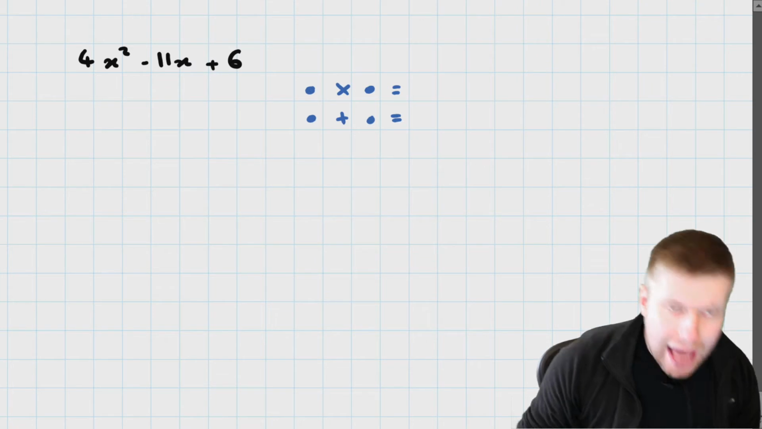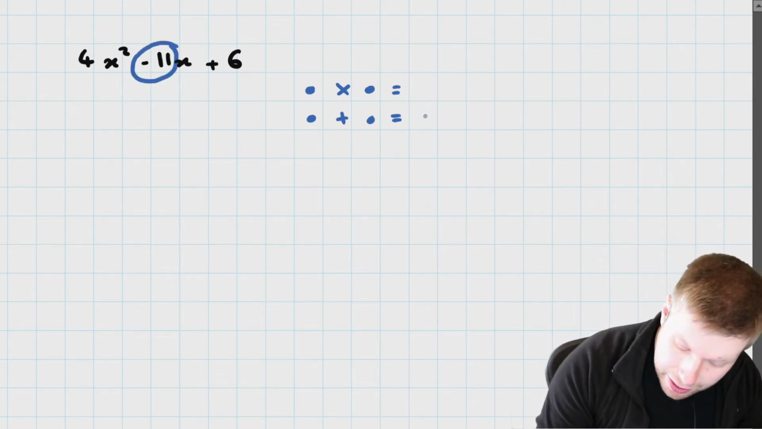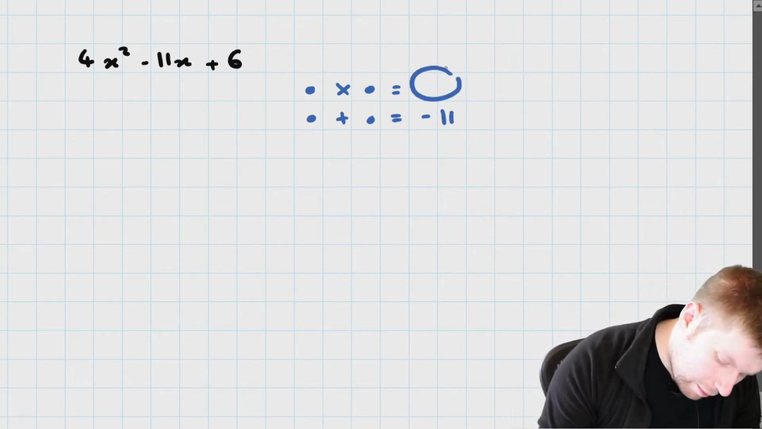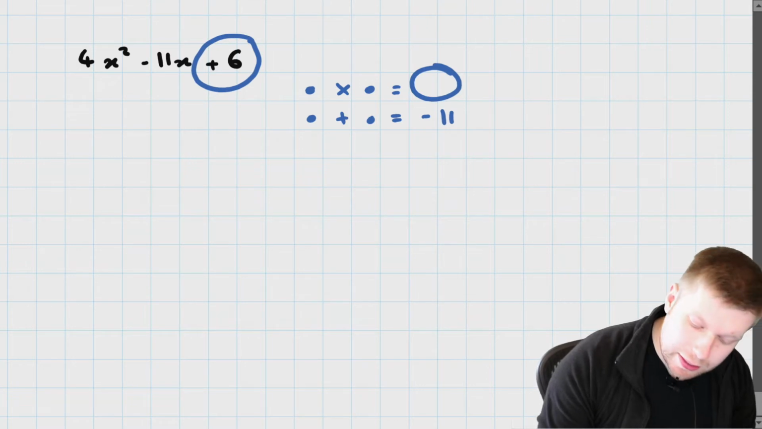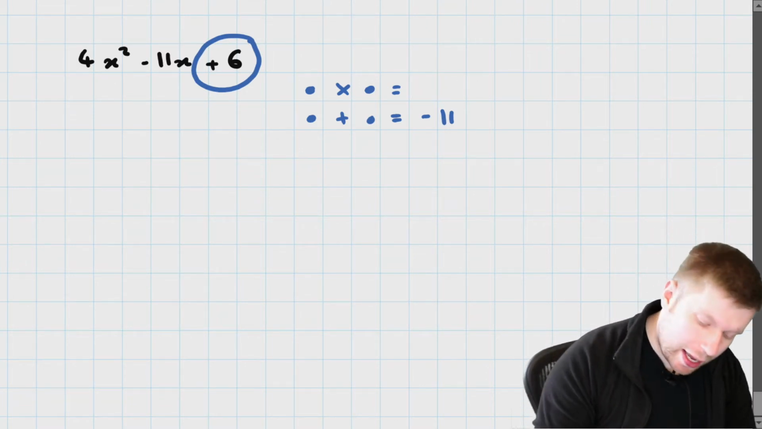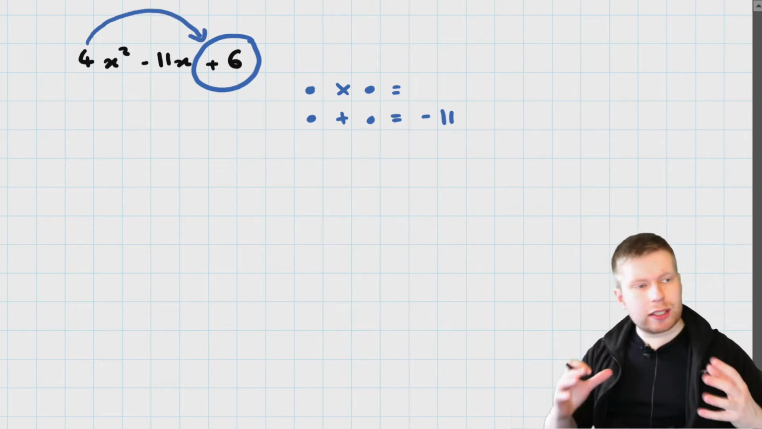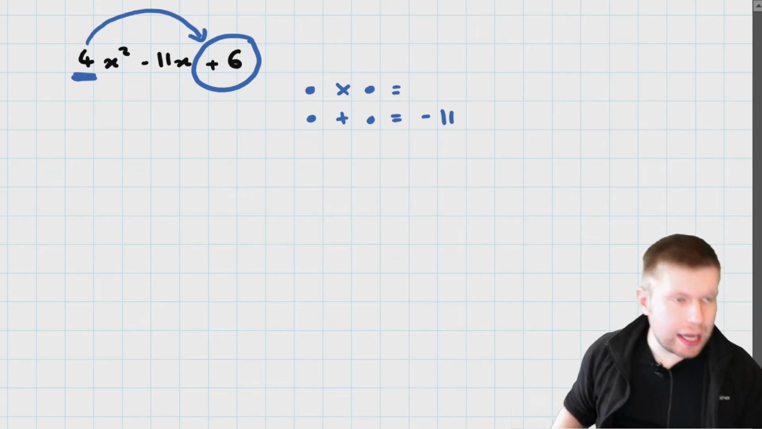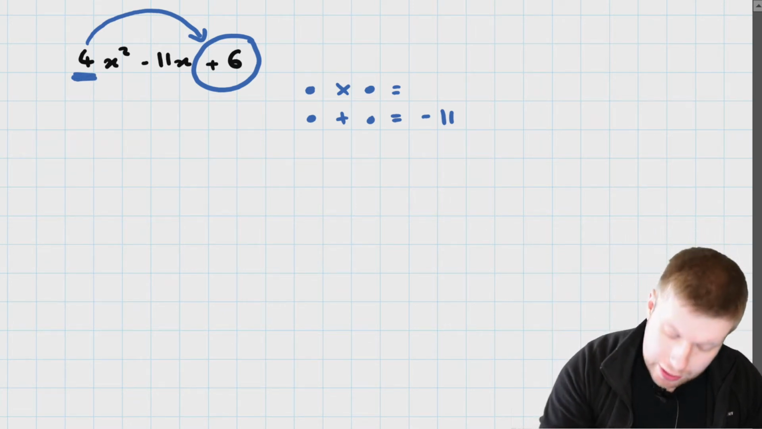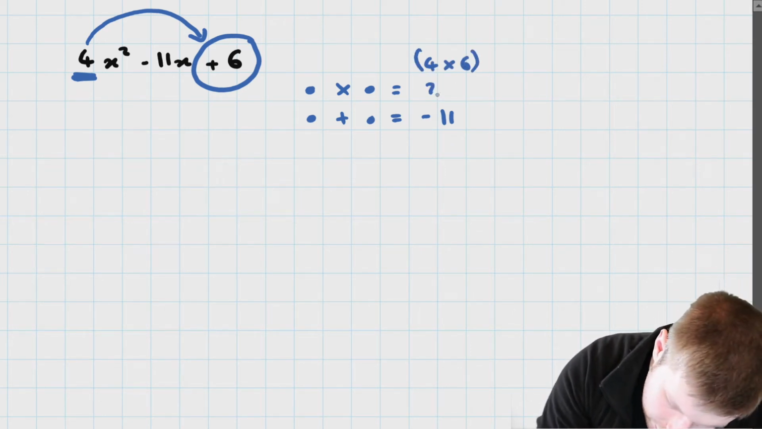Now, the adding together is still going to be the same as before. So it's still going to be adding together to make, in this case, negative 11, okay? But the multiplying is not just multiplying to make the 6. In actual fact, in this case, because it's non-monic, it's going to multiply to make 4 times 6. So in other words, I take the leading coefficient here and I multiply it with that last number to find what I need to multiply together to make. So I'll just put it in brackets. So it's 4 times 6, which is going to be my 24.